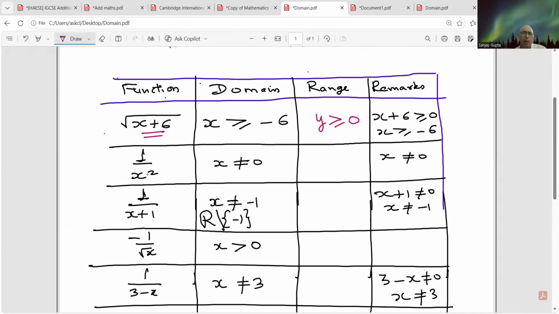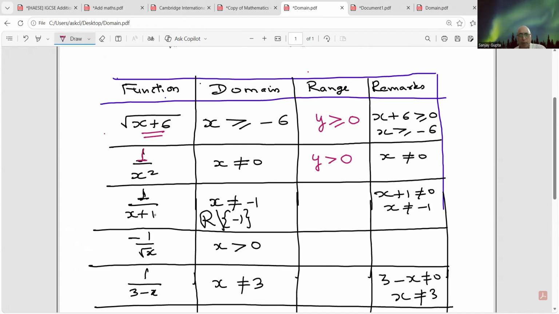1 over x square. Now 1 is a constant, right? And x square is a positive number always. So are we going to get always a number which is greater than 0? 1 is positive, x square is always positive. Positive over positive can only give us a positive answer. So y is greater than 0 is the range of this.